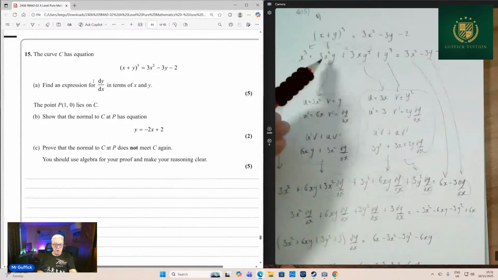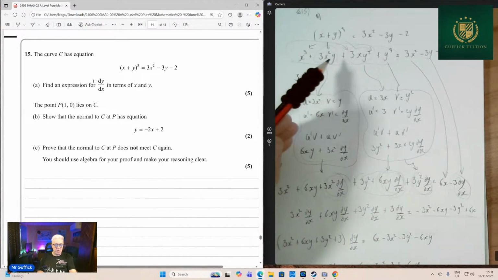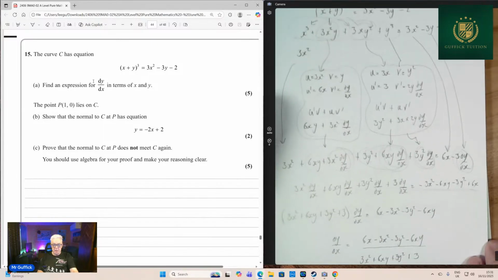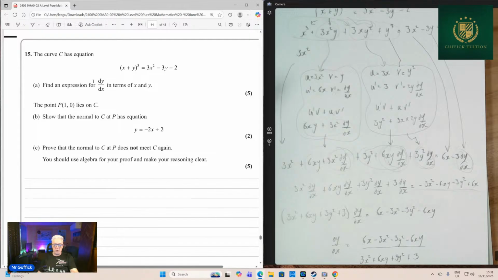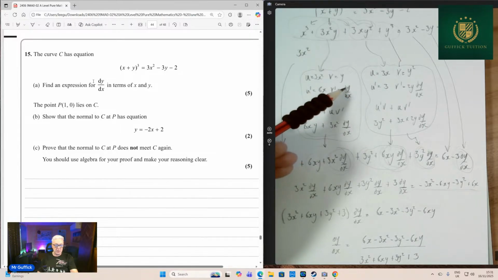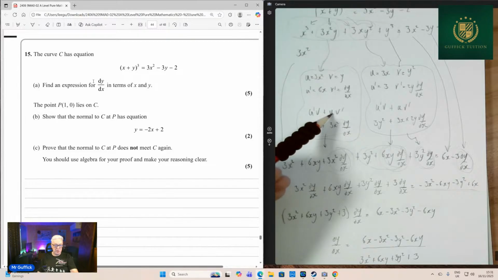So I've called my u 3x squared, and I've called my v y, okay? So my u dashed is going to be 6x, and my v dashed is dy by dx. Now that's implicit differentiation because you can't differentiate y with respect to x. So you write dy by dx. So my product rule is going to be u dash v and u v dashed.